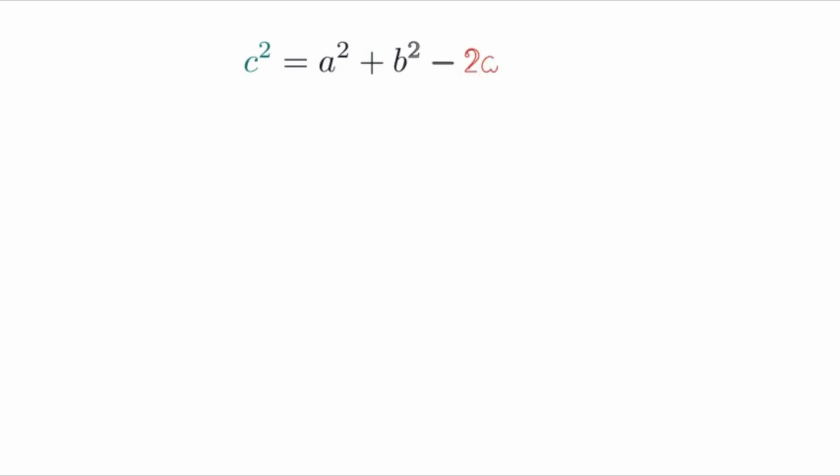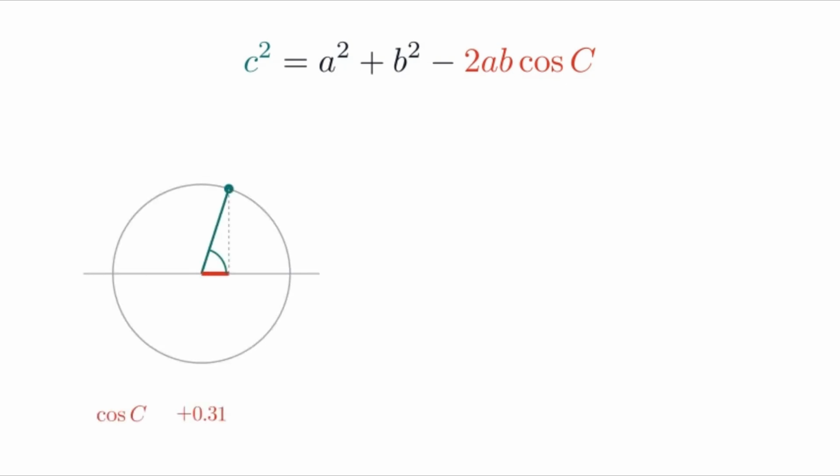Here's why that's the right shape. Put C on a unit circle. Cosine is just the horizontal shadow of the angle. Below 90 degrees, the shadow points right. Cosine is positive, so we subtract, and c squared comes out smaller.